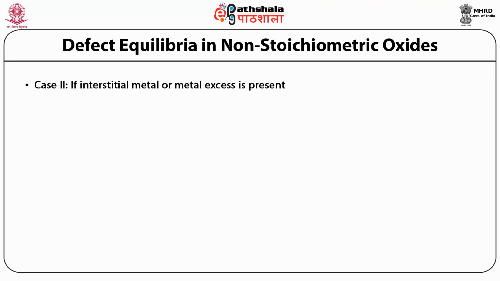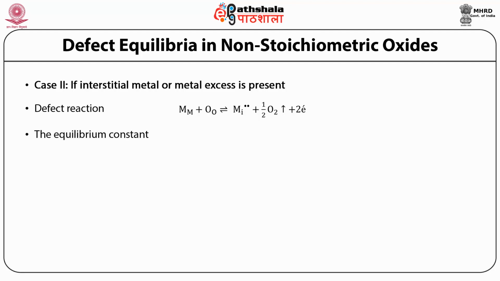Now comes case 2, that is, if interstitial metal or metal excess is present. Here the defect reaction will be MM plus OO gives Mi double dot plus 1 by 2 O2 plus 2 electrons. So the equilibrium constant can be written as Kx is equal to concentration of Mi double dot, PO2 to the power 1 by 2 and Ne square, divided by concentration of MM and OO.